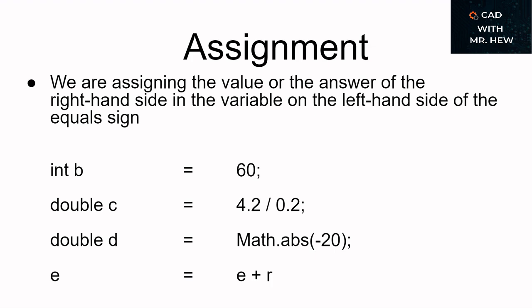The variable can also be on both sides of the equal sign, as shown here. Here we have E is equal to E plus R. At the moment that the line is executed, that is the assignment statement, the assignment will be done and will not be set as a permanent relationship, since we are speaking about a variable in today's video.